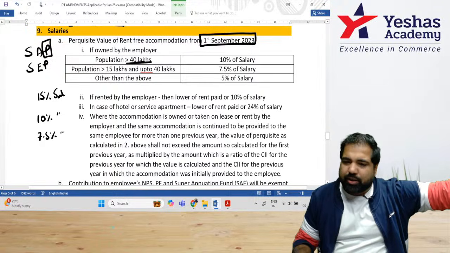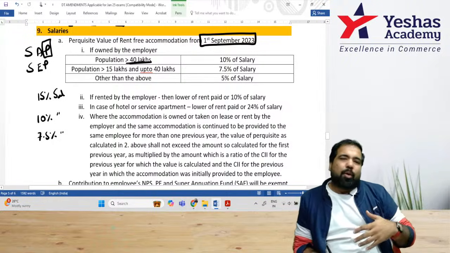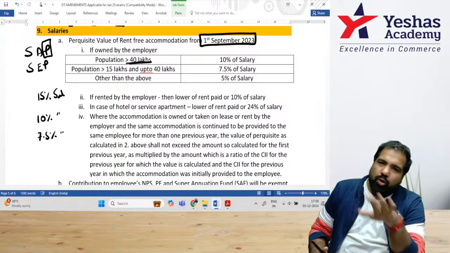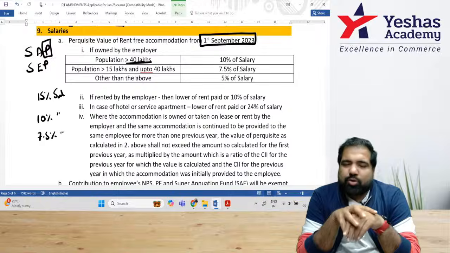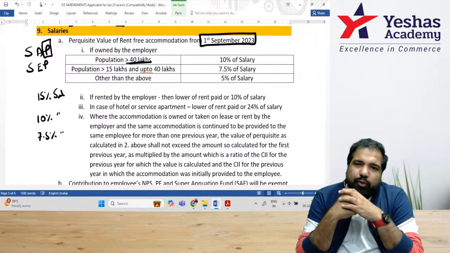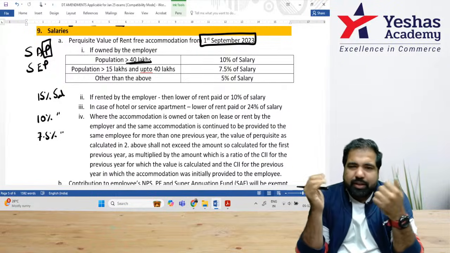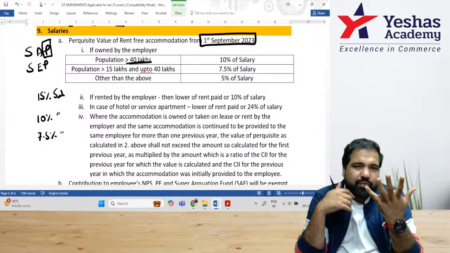So those percentages, as you can see, have reduced on 1st September. Now, let's talk about how you will solve this in the exam. Don't worry. If in the exam they give you a question on accommodation, then you will calculate. First, you will break this into two parts. First, you will take the salary from 1st April to 31st August. That is April, May, June, July, August, 5 months salary.